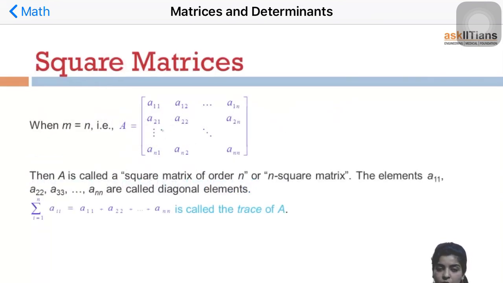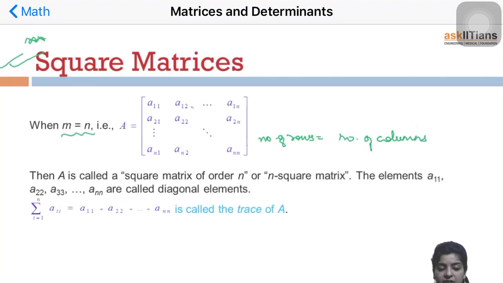Okay, next we have square matrices, and this is an extremely important kind of matrix, which will be used in the definitions of various other matrices as well. A square matrix is basically one in which m is equal to n. That means the number of rows is equal to the number of columns. Then such a matrix is termed a square matrix.